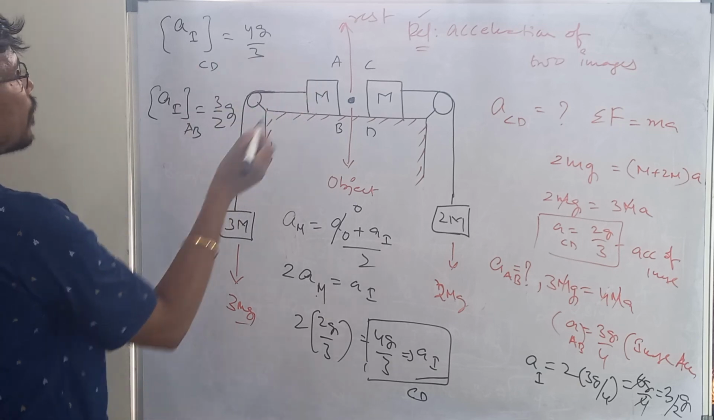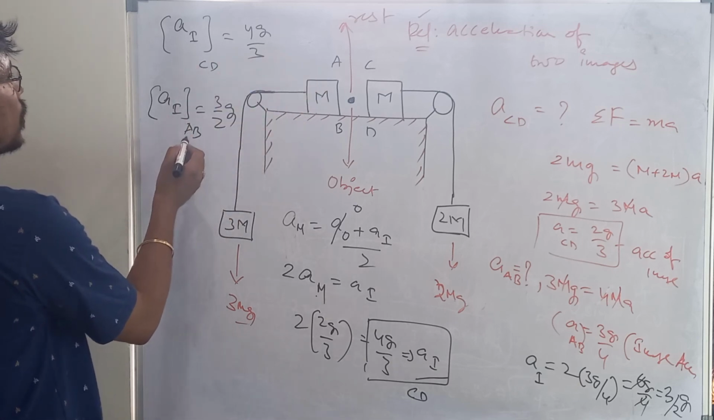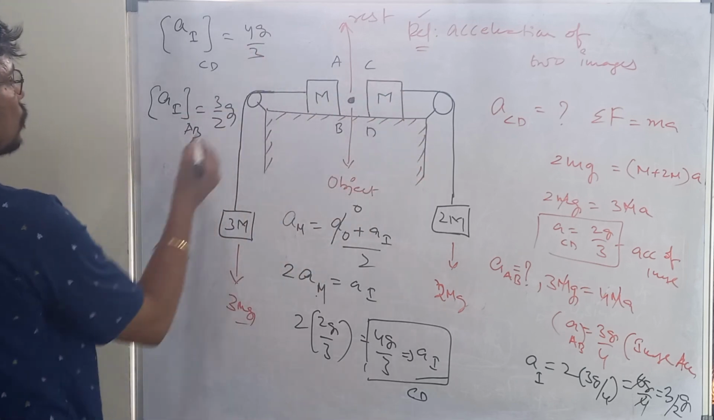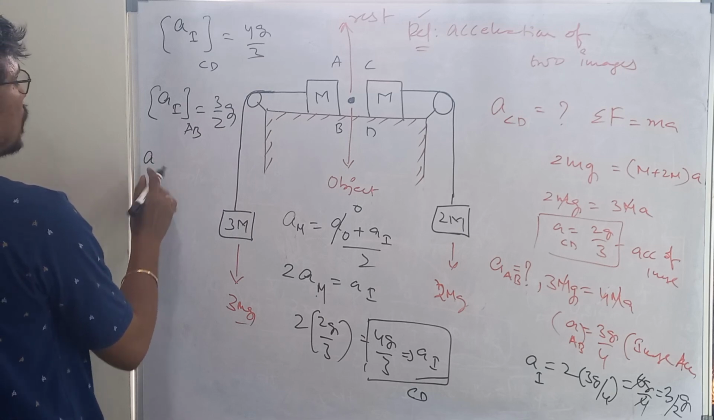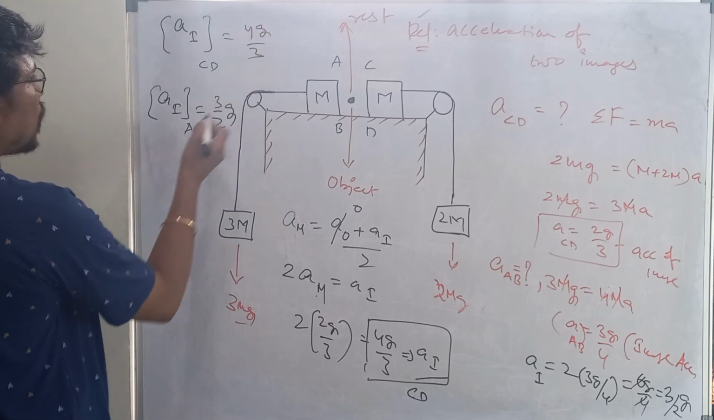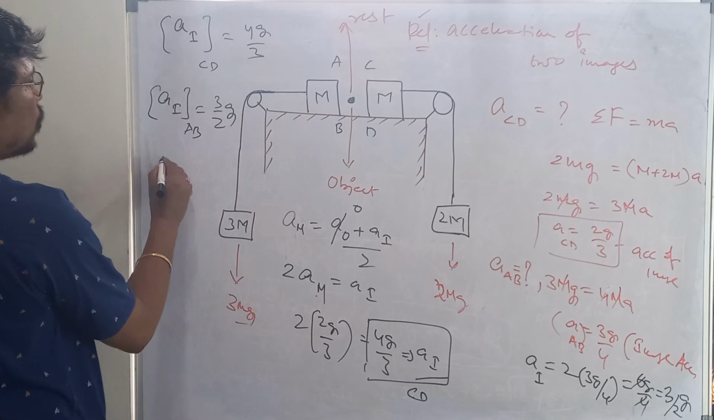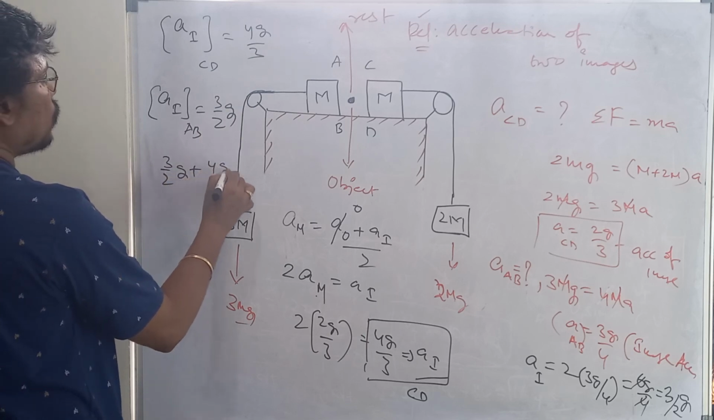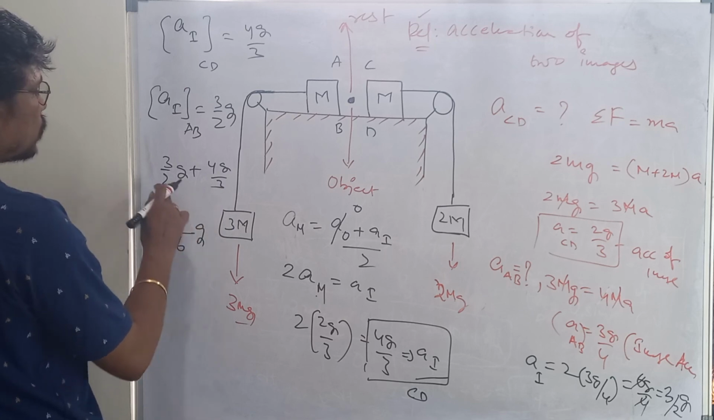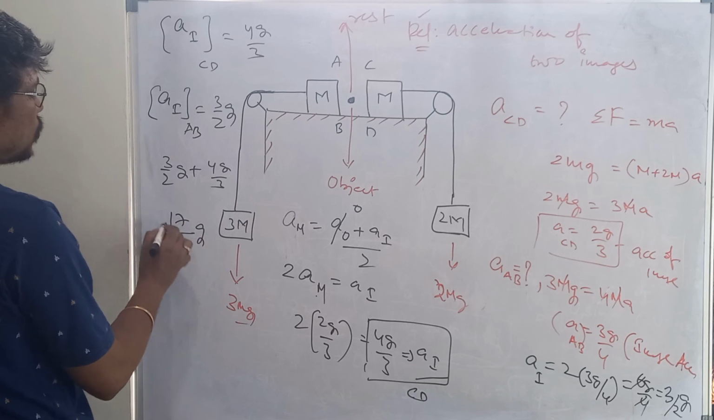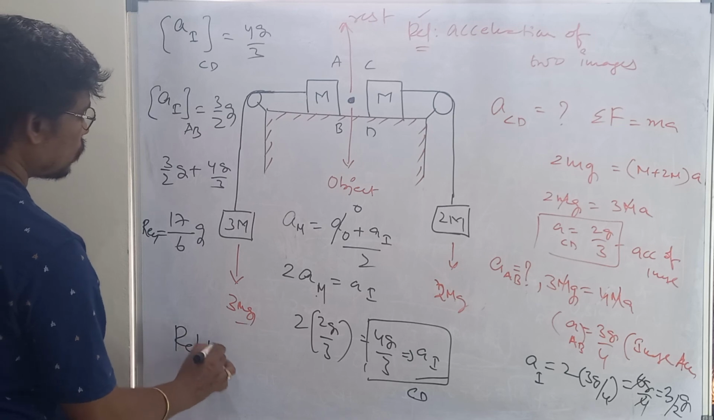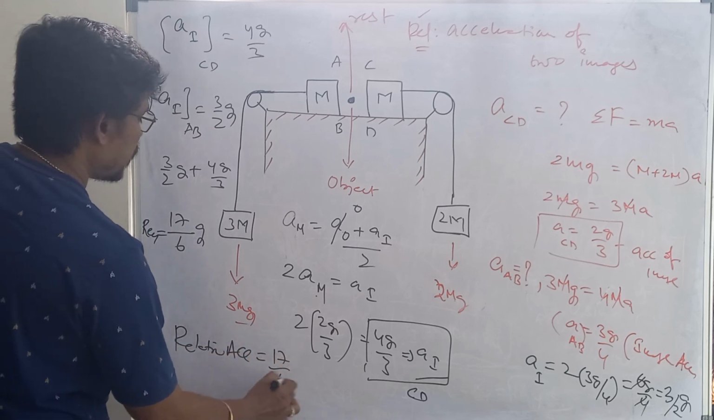I want to find the relative acceleration. I can see both are in opposite direction, so you should add these two: 3 by 2 g plus 4g by 3. The LCM is 6, so this is 9 plus 8, 17g by 6. So the relative acceleration is equal to 17 by 6 g.